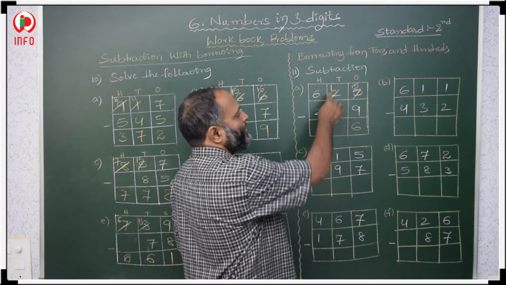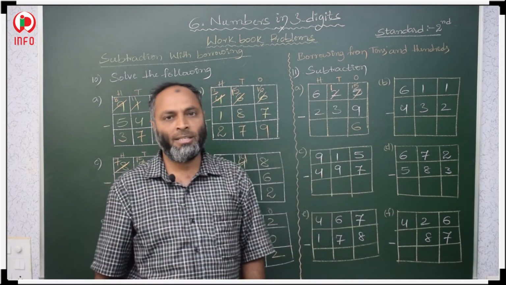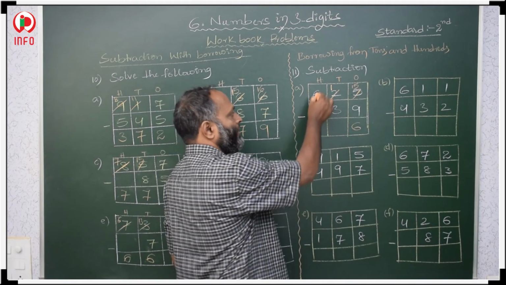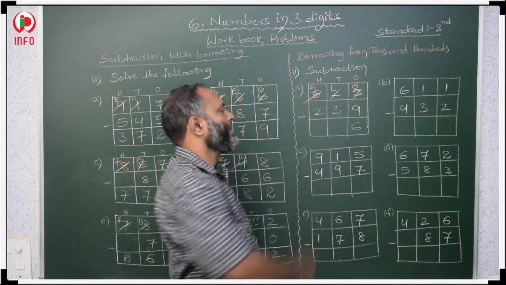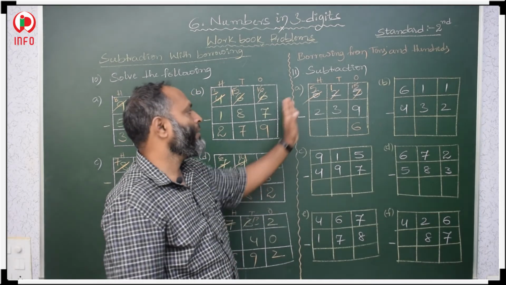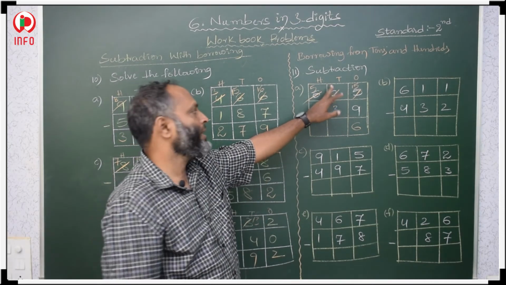Then here, 1 minus 3, we cannot make minus this one. So, we have to take borrow from here. Out of this 6, if you take 1, then 5 is left. 100 makes 10 tens. 10 plus 1, 11.